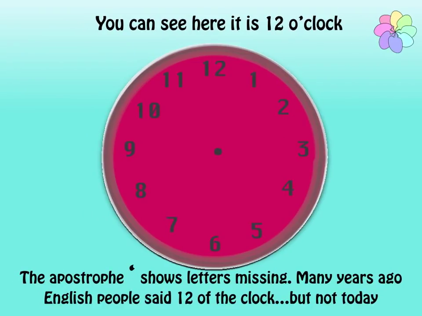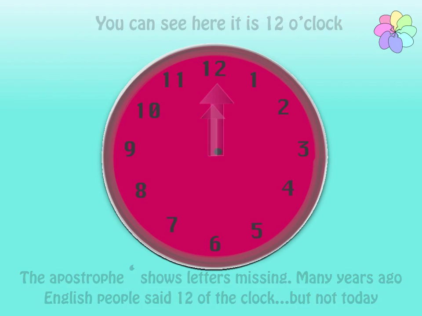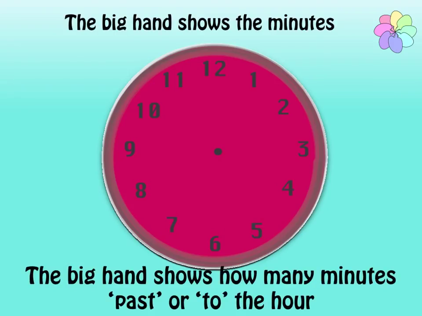You can see in this picture that it's 12 o'clock, so the small hand and the large hand are both pointing to 12 o'clock. And the apostrophe after the O just means that many years ago people used to say 12 of the clock, but not anymore.